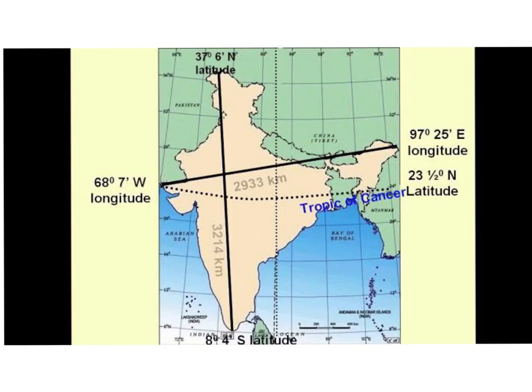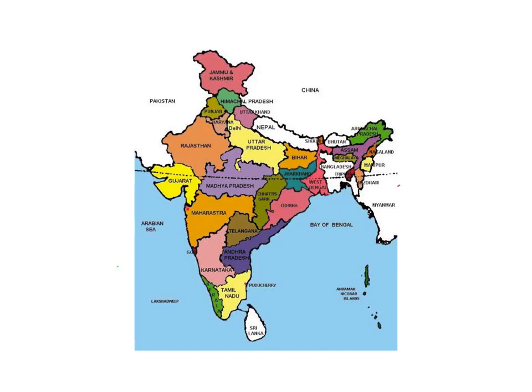The Tropic of Cancer, 23 degrees 30 minutes north, divides the country into almost two equal parts. Let us see in this map. You can see this line is going from here till here, and it passes through 8 states: Gujarat, Rajasthan, Madhya Pradesh, Chhattisgarh, Jharkhand, West Bengal, Tripura, and Mizoram. This you need to remember, children, because there are many questions which are asked on this.